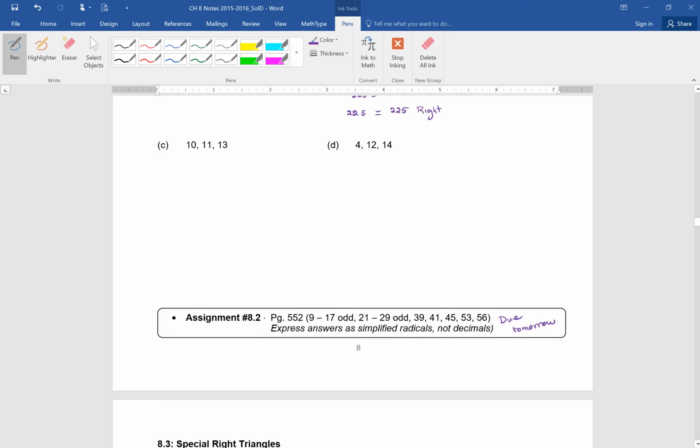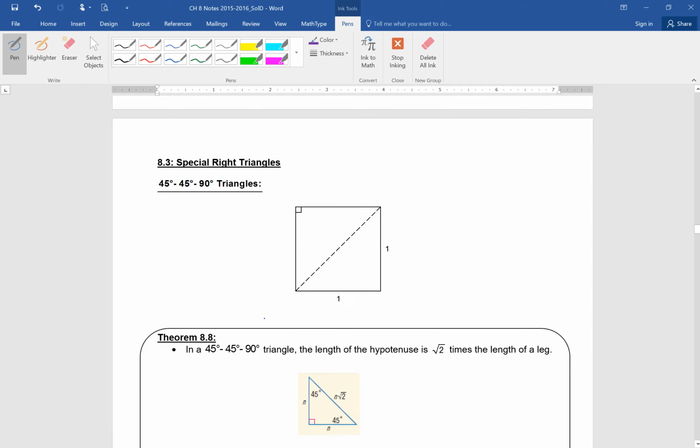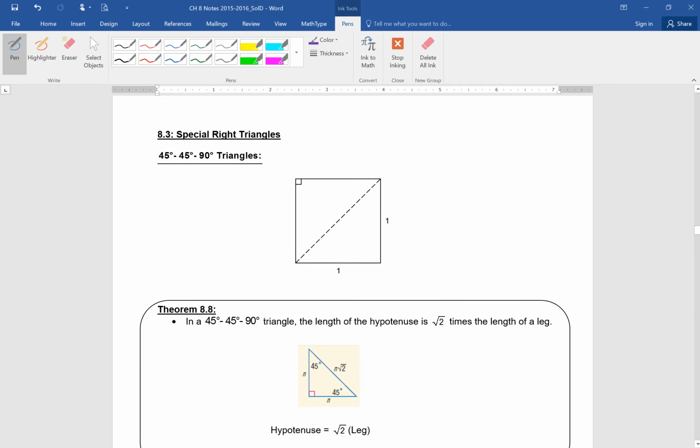All right, let's move on to special right triangles. I cannot stress enough the importance of this. This is a topic that you can cover 8 or 9 times, and it'll still be useful to go over it one more time. This topic, special right triangles, will stay with you throughout your high school career.